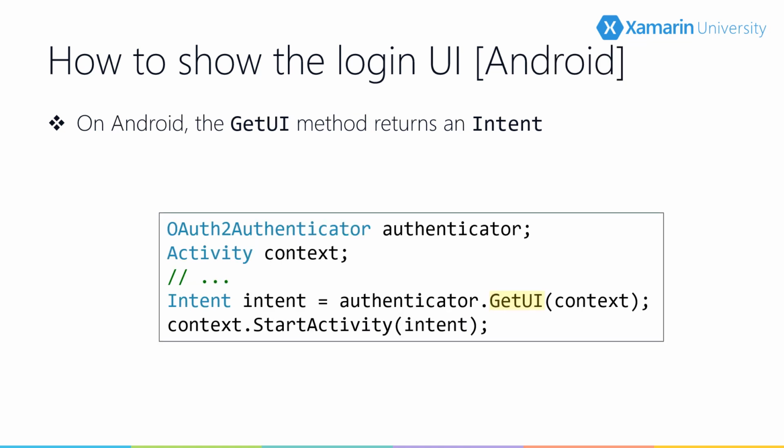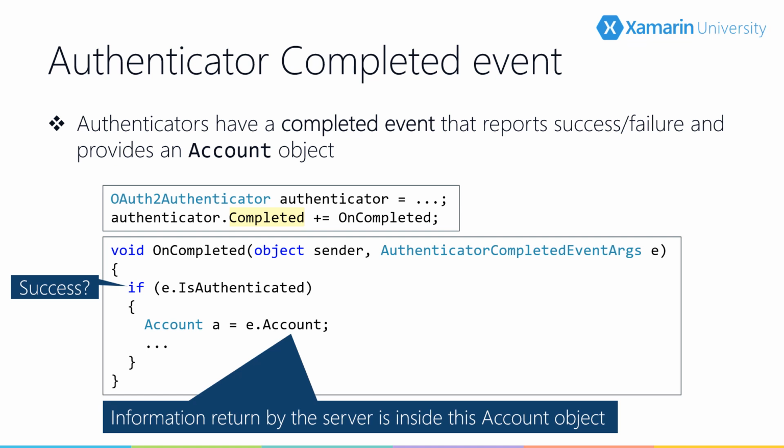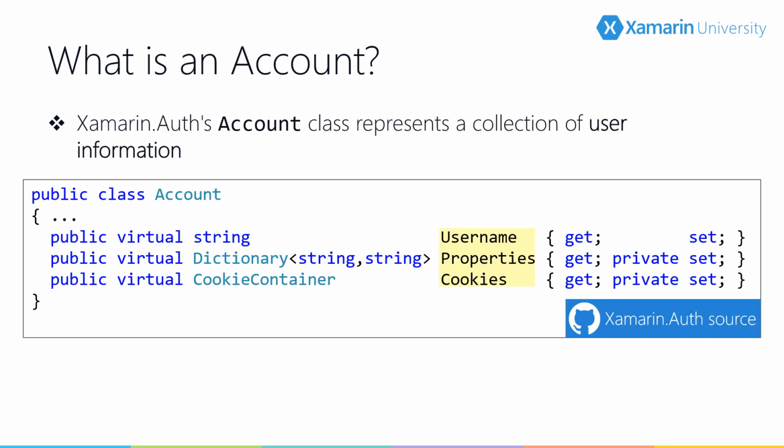On Android, the GetUI method returns an intent, which is then used to display a new activity. And in this example, we're calling StartActivity, passing in the intent returned from our authenticator. The authenticator object exposes a Completed event, and it's raised when the user has attempted to log in after calling GetUI. We can check to see if the user has been authenticated by checking the IsAuthenticated property. Now, specific details about the server are also passed in via the Account property as an Account object. Now, XamarinAuth has an Account class, and this is used to represent user information and details.